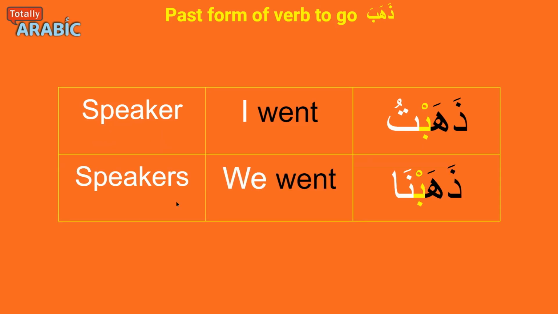ذهبت. And when we're talking about speakers, we also mean we. So, we went. Here, we in Arabic becomes nā. And the verb is exactly the same as here: fatha, fatha, sukun, nā. ذهبنا.